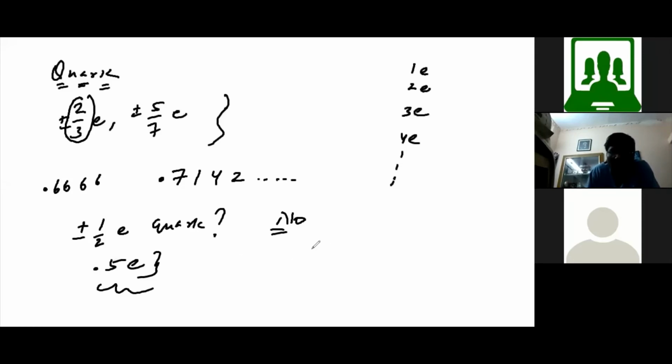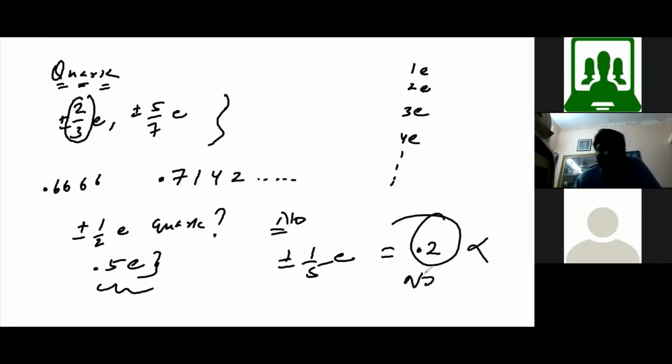Now I ask you a question: is plus minus 1 by 5 e a quark or not? Tell me. No. You are right, it's not a quark. Why? Because plus minus 1 by 5 is 0.2, and 0.2 is again a terminating decimal, so it is not a quark. Very good. So this is all about the properties of the charges. This topic is now ended. Now in the regular class we are going to start with the methods of charging, right?